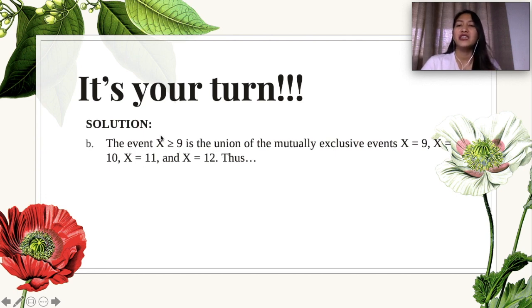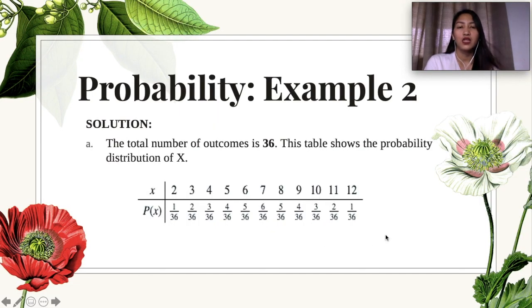So, the event x is greater than or equal to 9 is the union of the mutually exclusive events x is equal to 9, x is equal to 10, x is equal to 11, and x is equal to 12. So, ano kaya yung probability natin? Ano kaya yung kalalabasan? So, tingnan nyo. Take a look at this. So, what would be the answer?